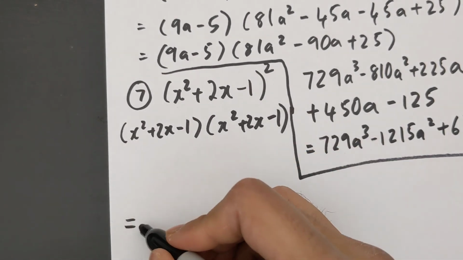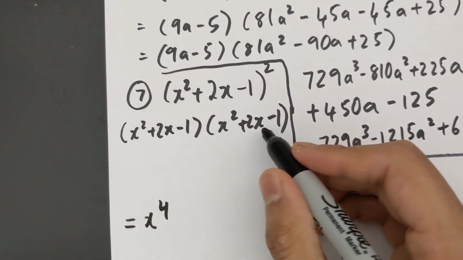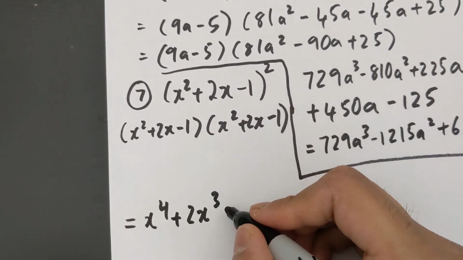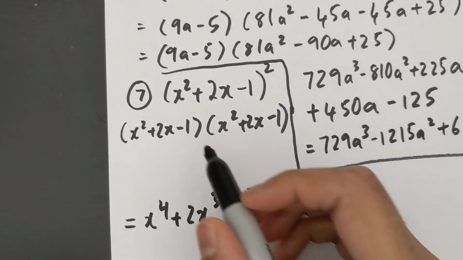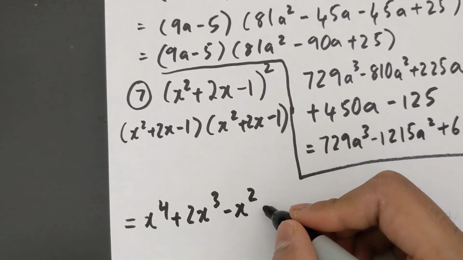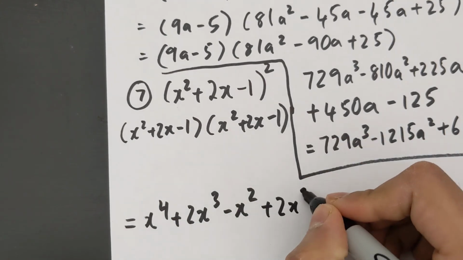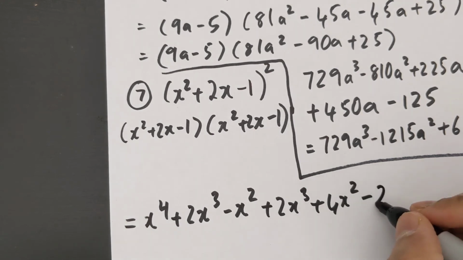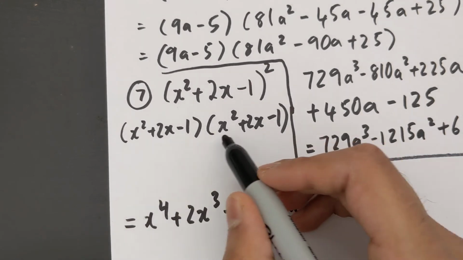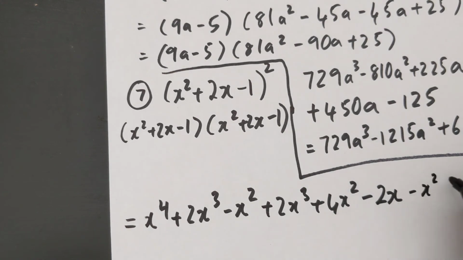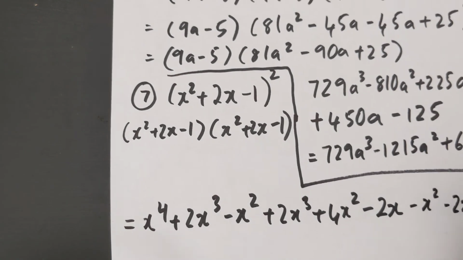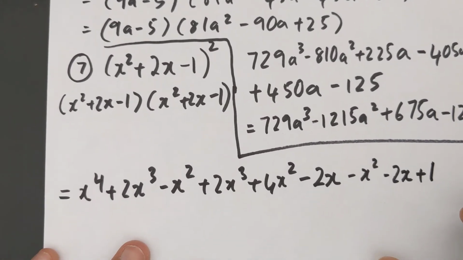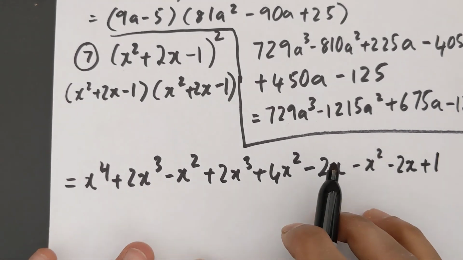X squared times x squared is x to the fourth. X squared times 2x is plus 2x cubed. That's minus x squared. Then 2x times these three, so that's plus 2x cubed plus 4x squared minus 2x. Then negative 1 times those three is just negative x squared minus 2x plus 1. Yeah, I'm going to combine the like terms in this line over here.